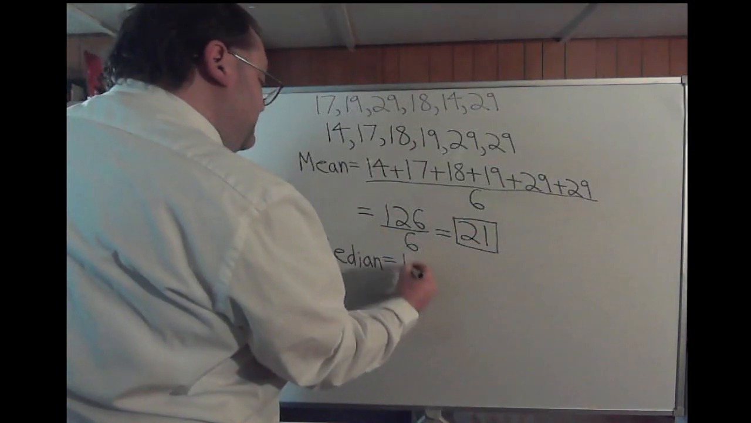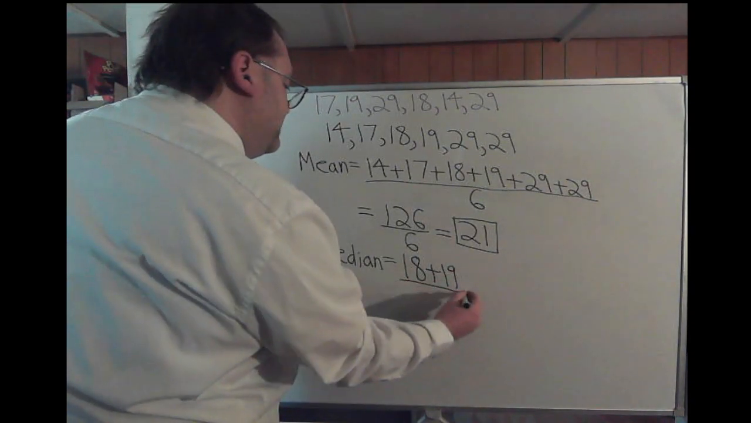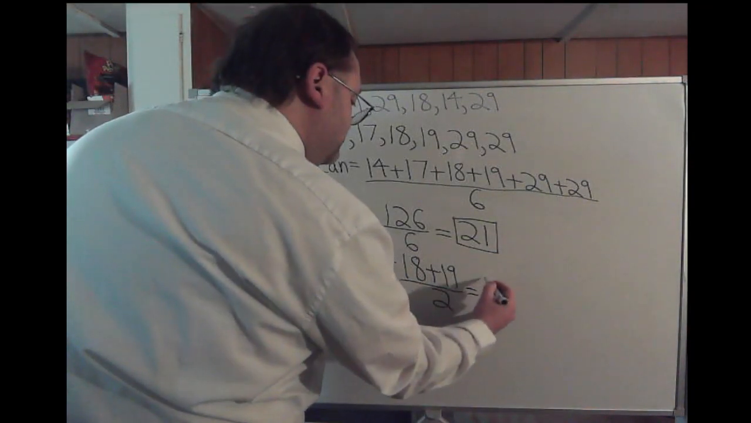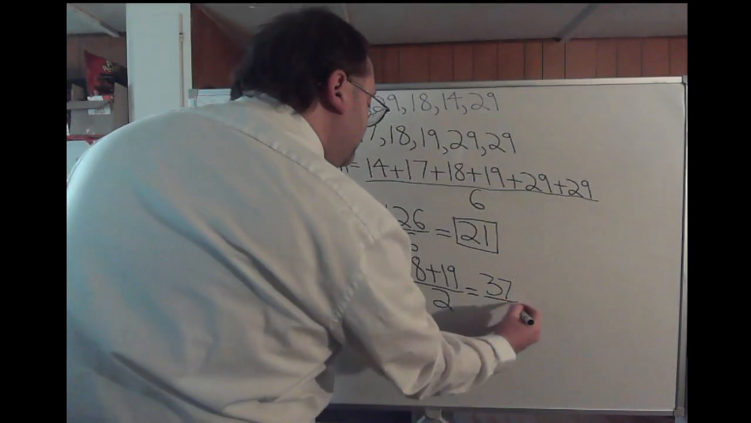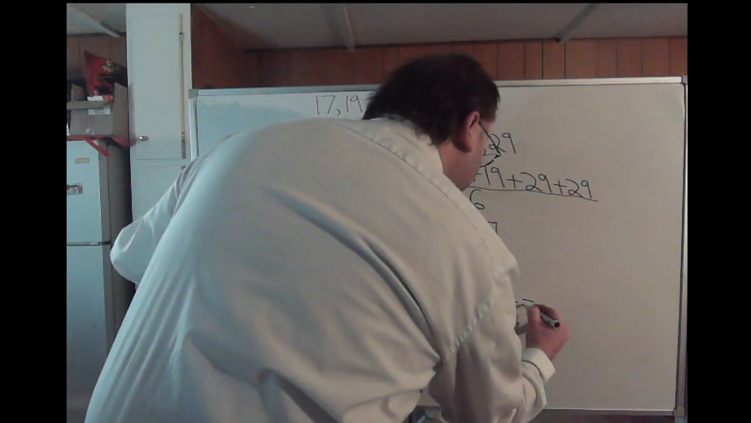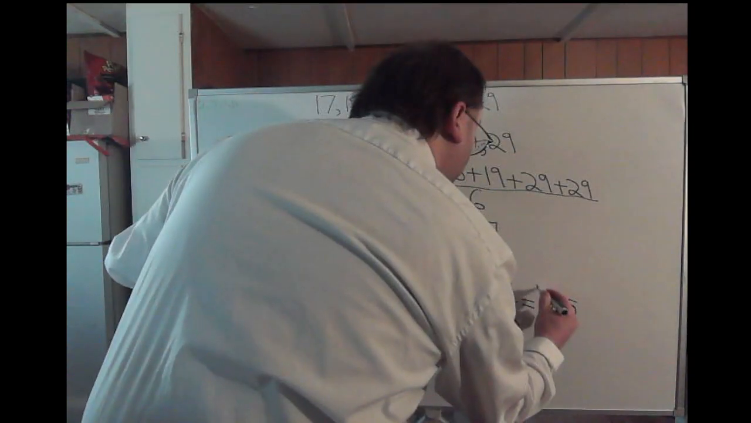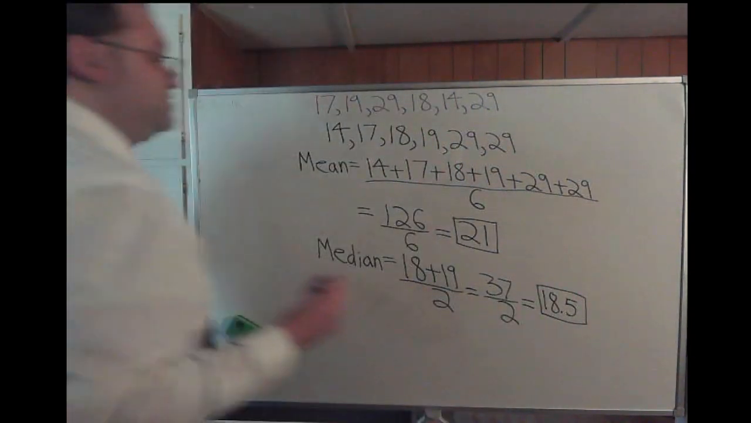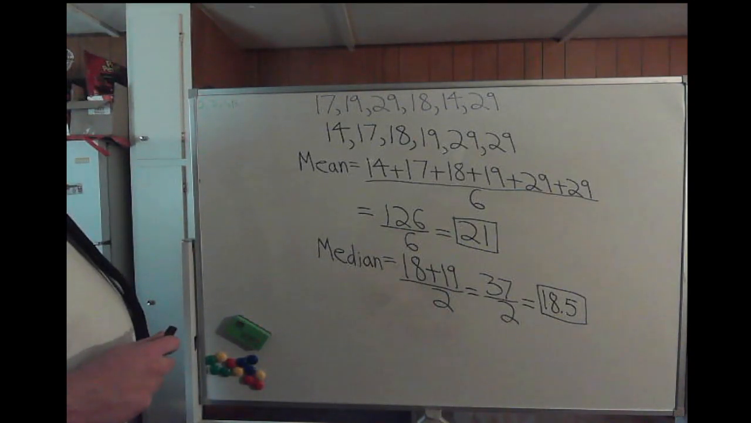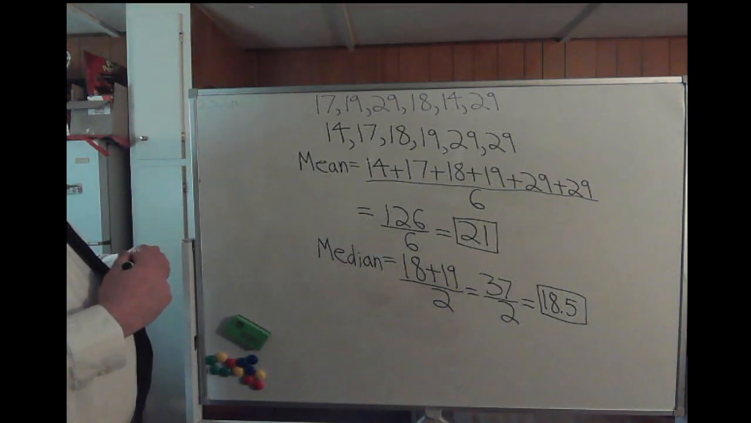The median in this case is going to be the sum of the two middle numbers, 18 plus 19, divided by 2. It's the average of the two middle numbers, which is 19 plus 18 is 37, divided by 2. 37 divided by 2 is 18.5. You can definitely get decimal numbers out of these, so don't be alarmed if that's what you get. So the median, the middle number, is 18.5.